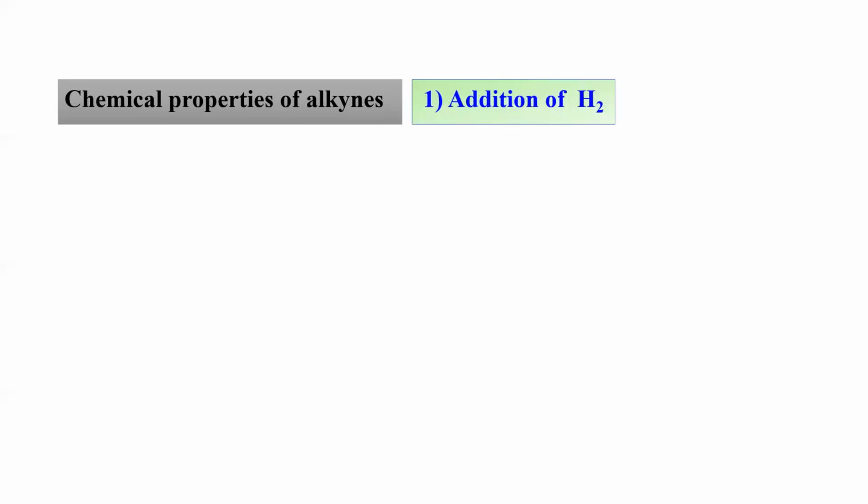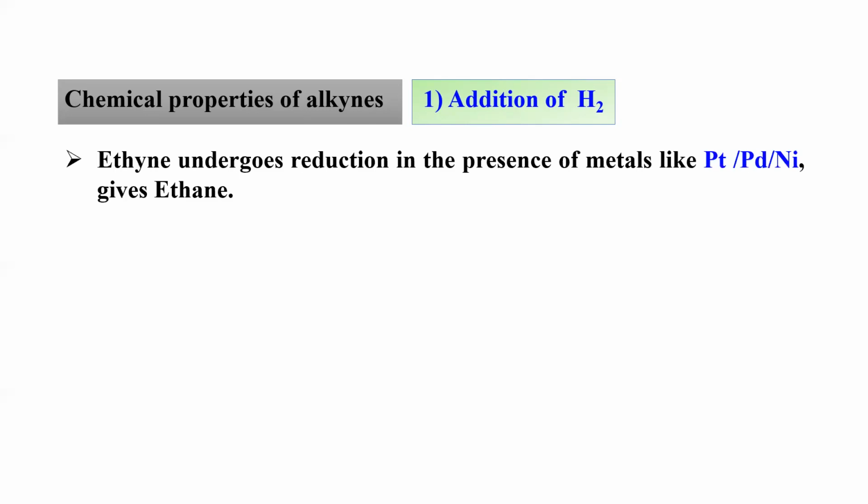So first one, as we studied in alkenes, addition of hydrogen. So ethine undergoes reduction in the presence of metals like platinum, palladium, nickel to give ethane. So the final product is ethane. And the catalyst that is used is also the same. Remember, you came across finely divided nickel when we studied alkenes. So it is the same reagent that is used.